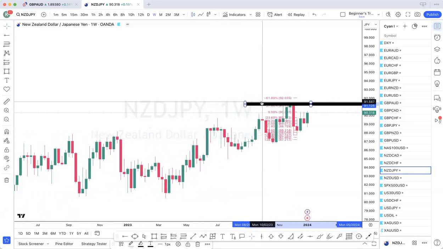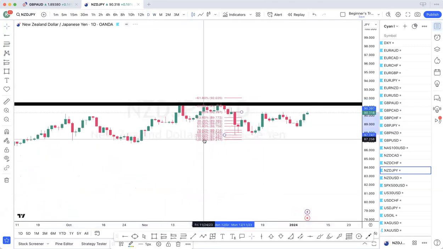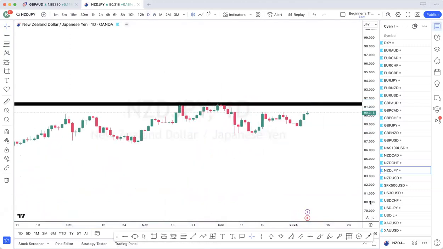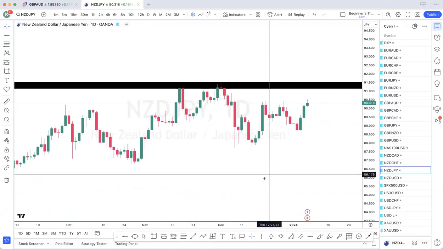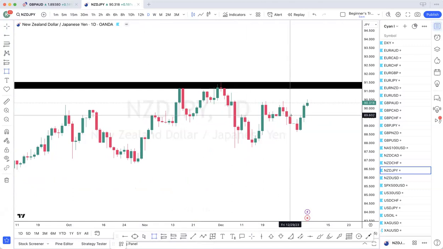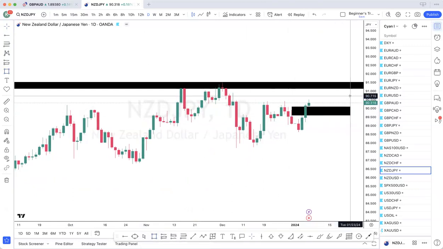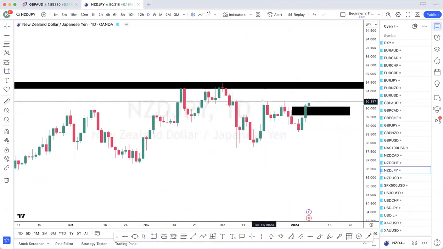Let's see what the daily looks like. You see that imbalance? I like that imbalance. It's going to pull back. So listen, this is what I'm saying. We broke that high, right? Didn't we break the high right there? By your standards, yes. I definitely would like to see it pull back into that imbalance before it goes higher. But how many pips is that?